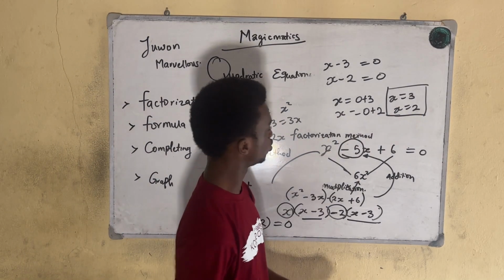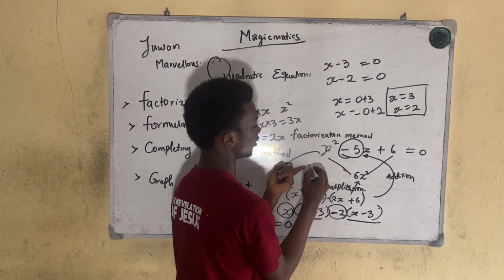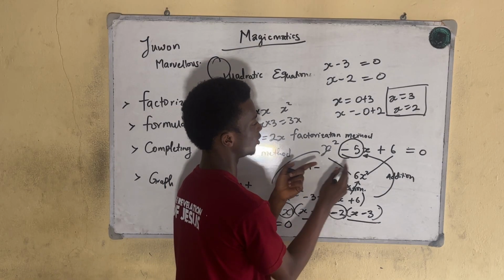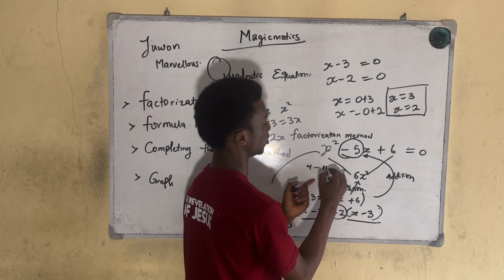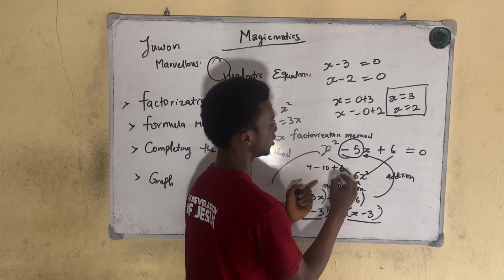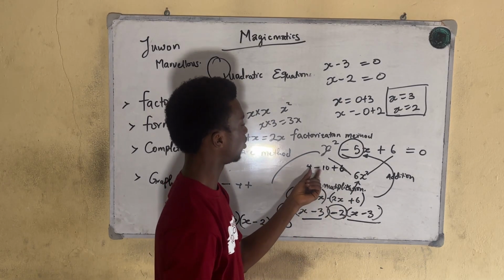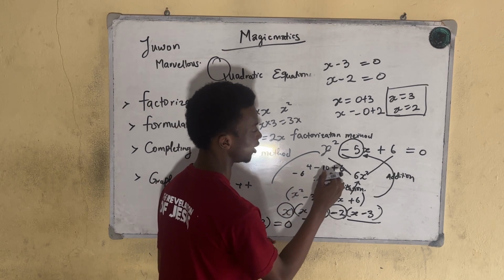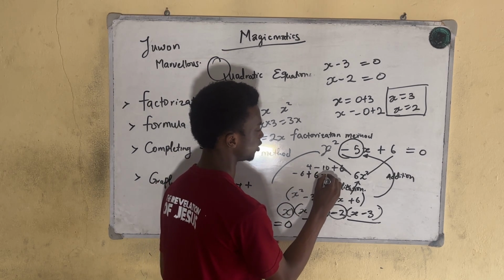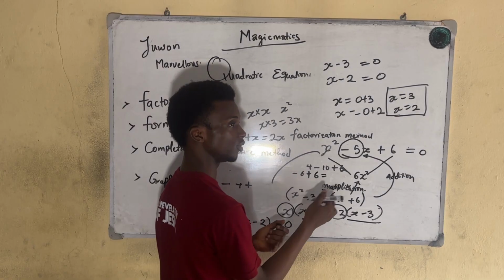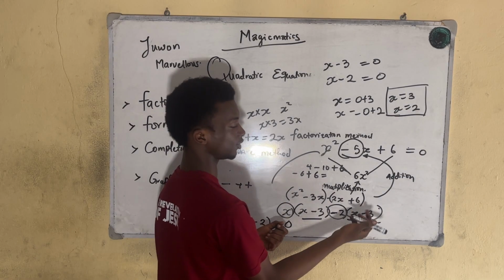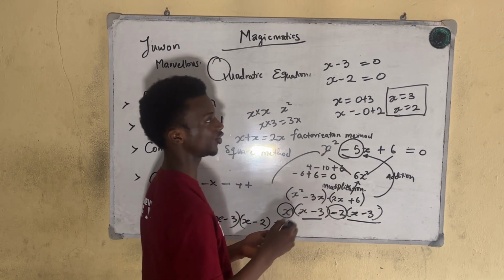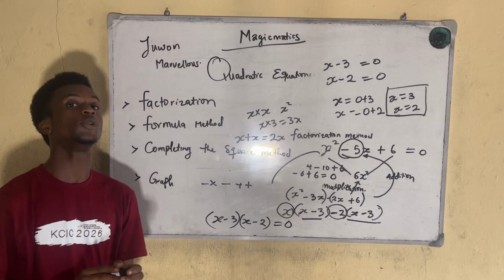When x equals 2, 2 squared, that is what? 4 minus 5 times 2, that is what? 10 plus 6. 4 minus 10, that's going to give you what? Minus 6, then plus 6. That is what? Minus 6 plus 6. When someone owes $6 and then you have $6, what is left is what? 0.